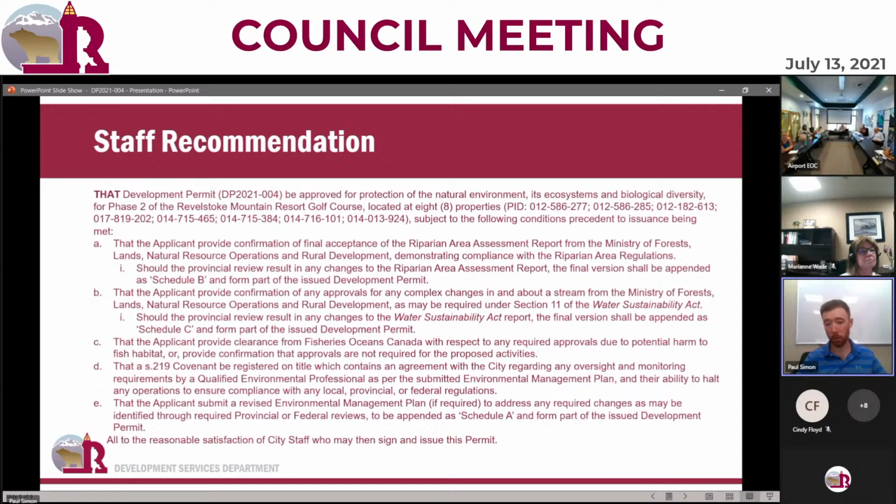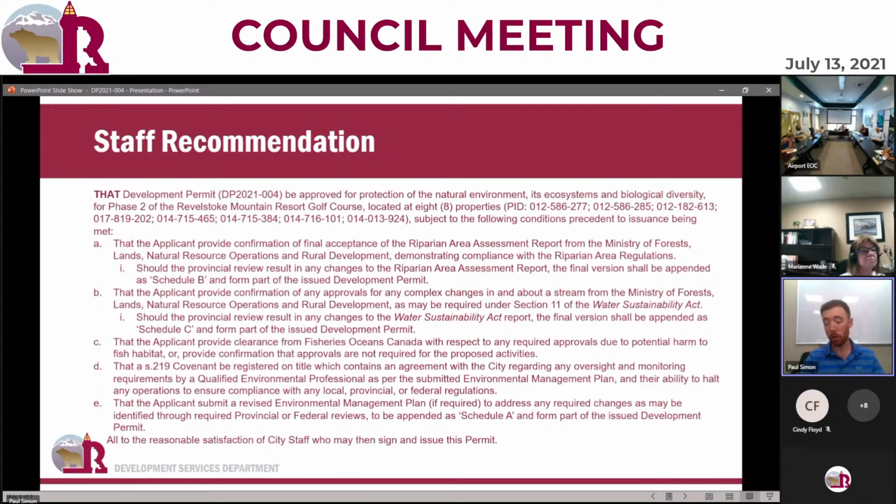And I will also note for council and for the community, within that environmental management plan that is so critical, it's such a critical addition to this development permit, there are actual specifications in there that allow the city's third-party reviewer as well as the city to halt operations should there be any issues with respect to the development conforming to both local, provincial, or federal regulations.